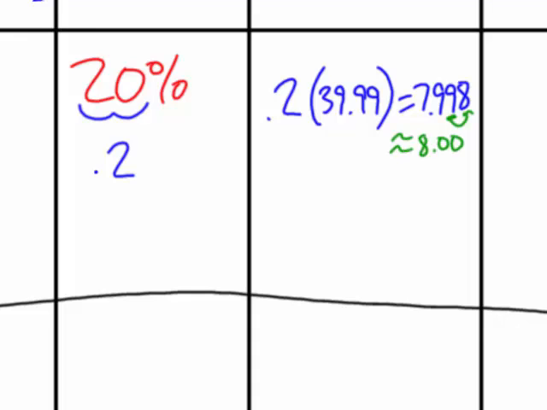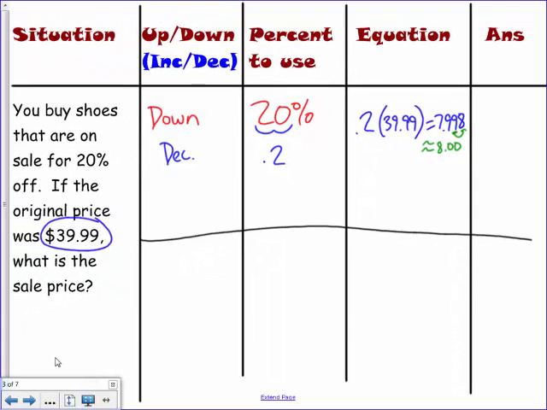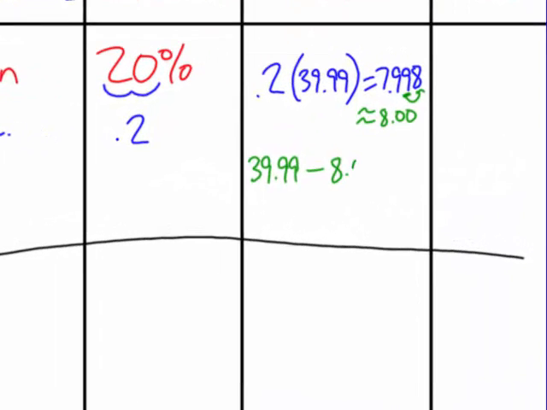Is that my answer? Is my answer $8? Be careful. What is your question asking for? It says if the original price is $39.99, what is the sale price? It's asking for the actual sale. So am I paying $8 for these shoes? No, all we calculated was the percent that's being taken off. So what would I really have to do with this 8? Yeah, I'd have to subtract it from the original. So it's really $39.99 minus that $8.